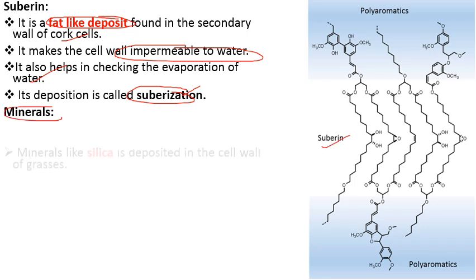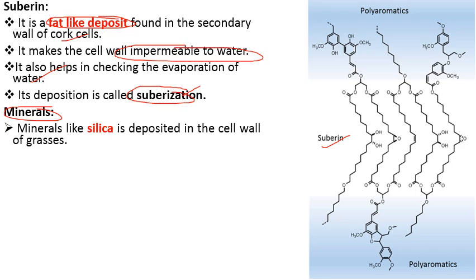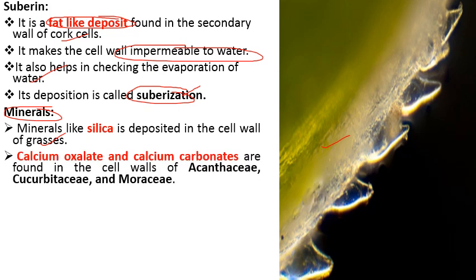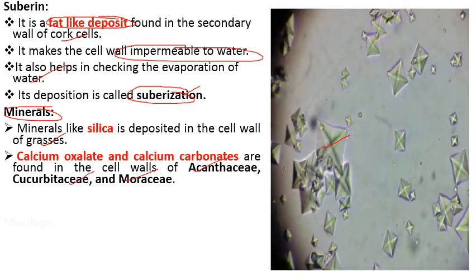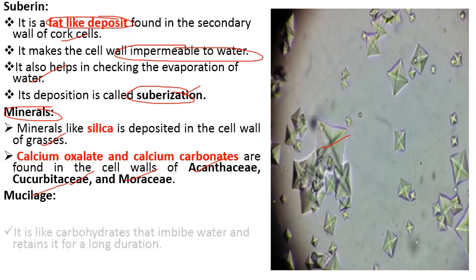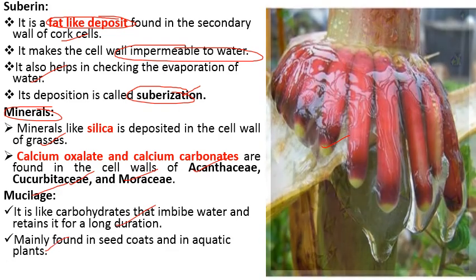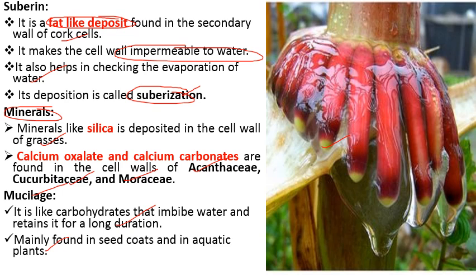Then next comes minerals. There are minerals like silica, which is deposited in the cell wall of grasses, that makes it hard, and they can cut the hands also. Calcium oxalate and calcium carbonates are found in the cell wall of members of family Acanthaceae, Cucurbitaceae, and Moraceae. Mucilage is like carbohydrates that imbibe water and retain it for longer duration, mainly found in seed coats in the aquatic plants. So mucilage is a covering that prevents the plant tissue from desiccation.